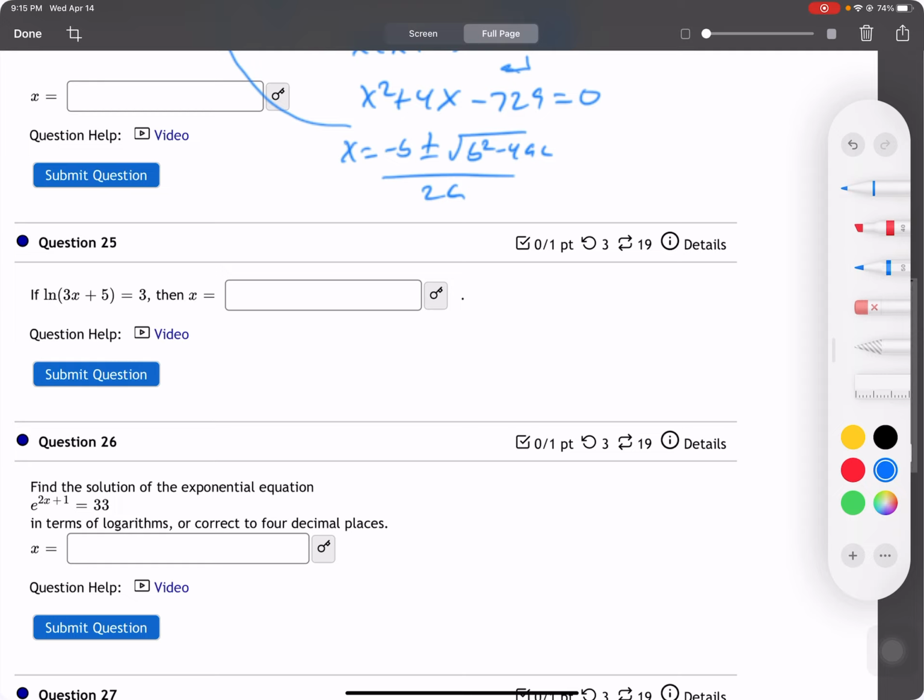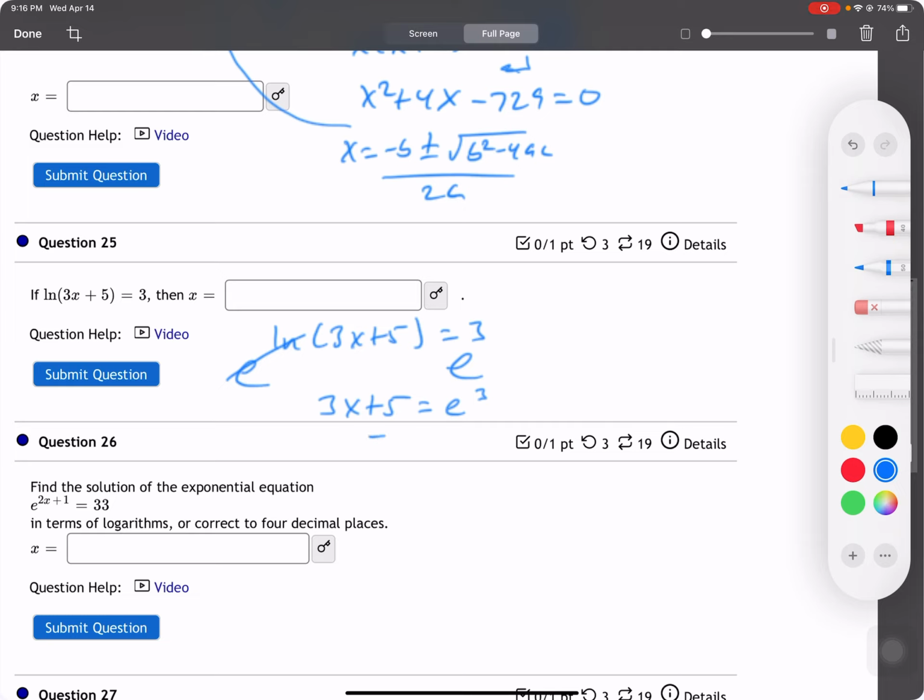So our next problem, I see natural log of 3x plus 5 equals 3. We're going to e both sides, because that's how we get rid of the natural log. Hopefully we're used to that. 3x plus 5 is equal to e to the 3rd power, which is some decimal number. So on your calculator, you can just type that.